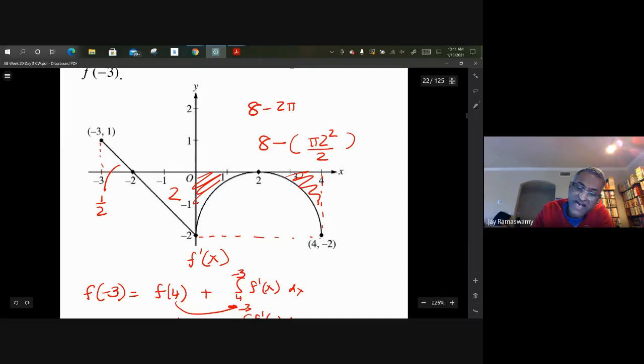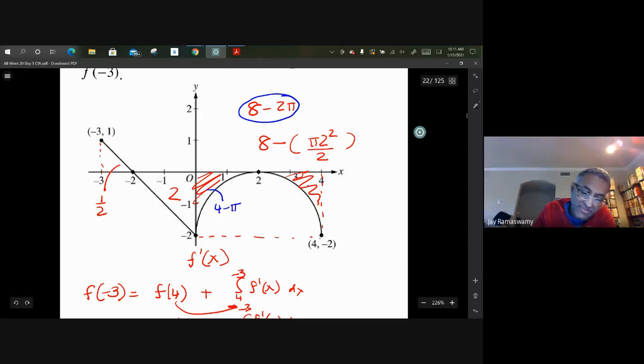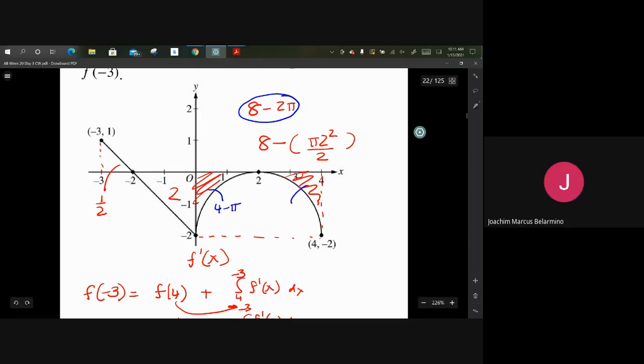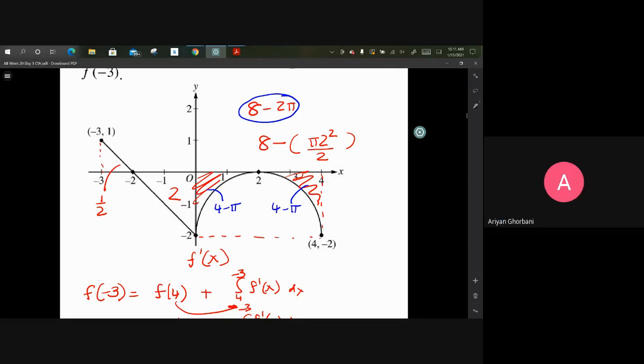Now we've discussed this idea. I'm just showing you. I encourage you to write it maybe with a different pen. So if this whole thing is 8 minus 2 pi, how much is that guy? Half of that, 4 minus pi. And how much is that guy? 4 minus pi. Is everybody okay with that idea? Yes. Okay, last step. Let's wrap this up.